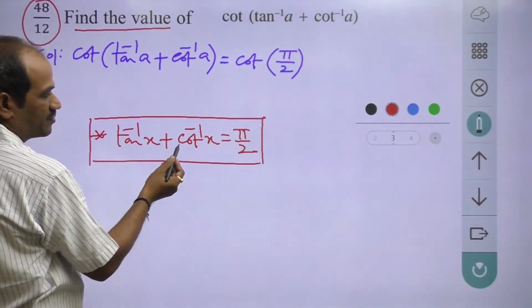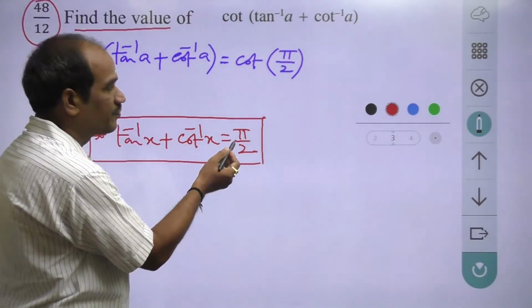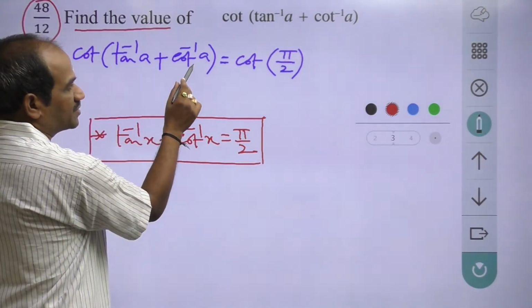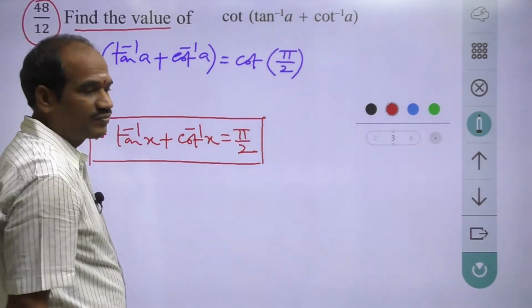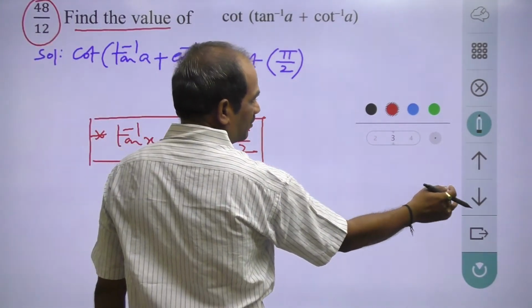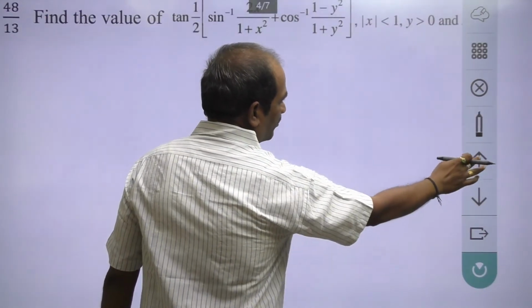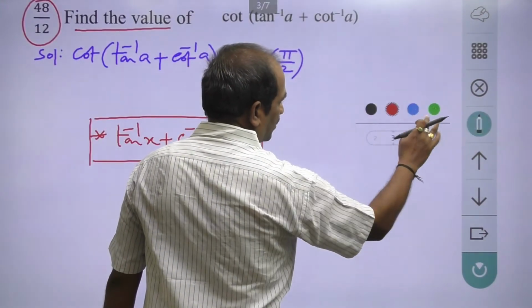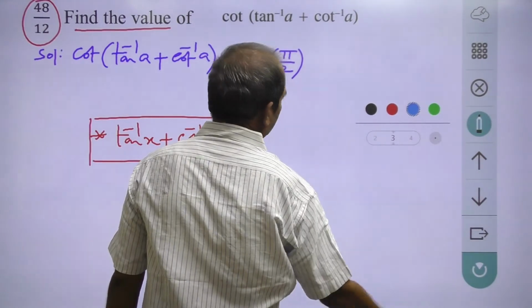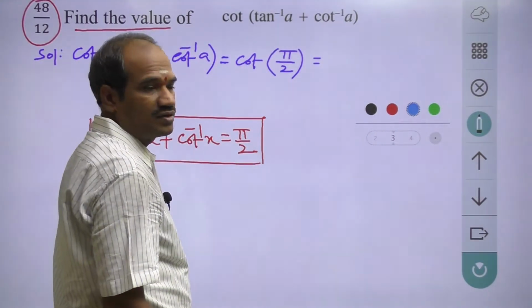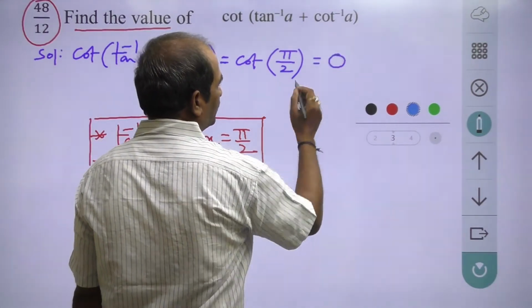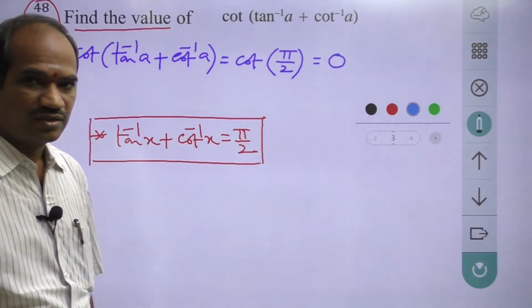See here, tan inverse x plus cot inverse x is equal to pi by 2. Tan inverse A plus cot inverse A, this total value is pi by 2, this formula. Cot of pi by 2 value is 0, so the answer is 0. This is a 1 mark question.